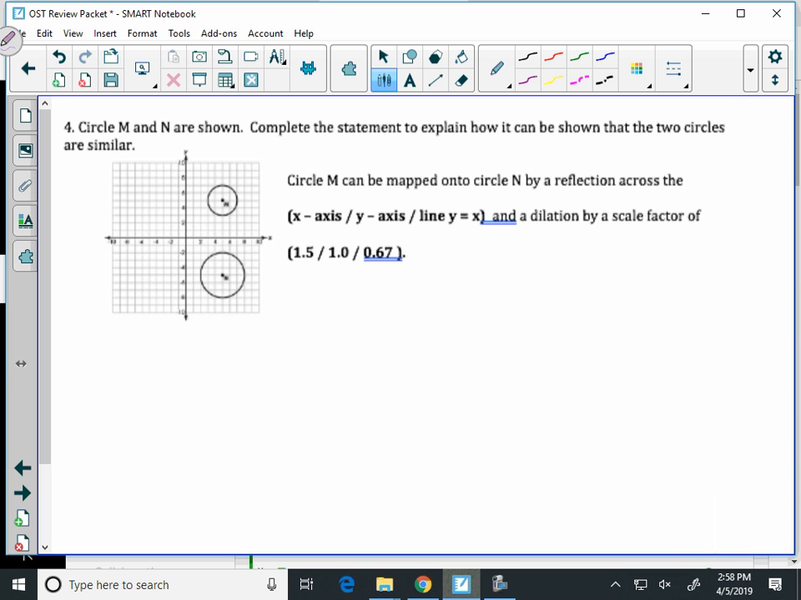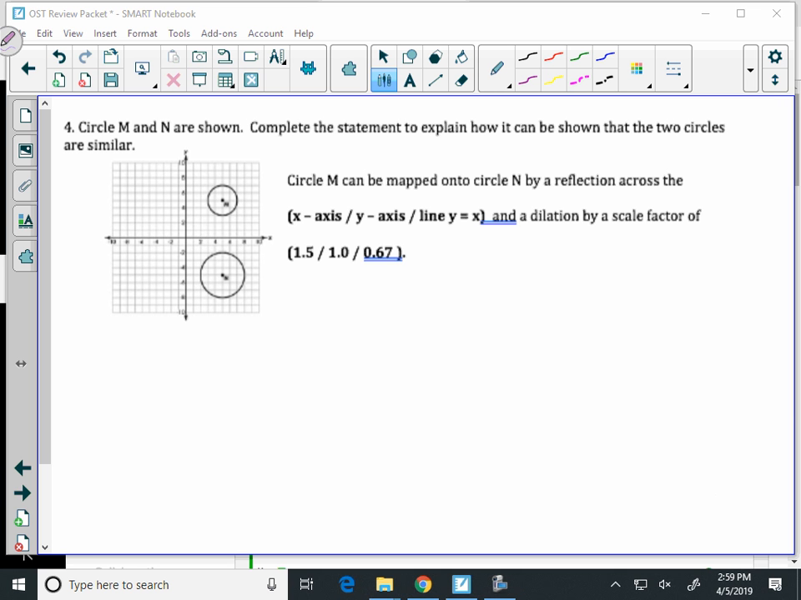So for this one, we are given two circles, circle M and circle N are shown. Complete this statement to explain how it can be shown that the two circles are similar. And generally, like 99% of the time, when we try to map circles onto one another to show that they are similar, we do a translation, then a dilation. We're trying to get the centers to map up, and then we do a dilation. This scenario, they like to change things up on us, and they did a reflection and then a dilation. So still the same concept.